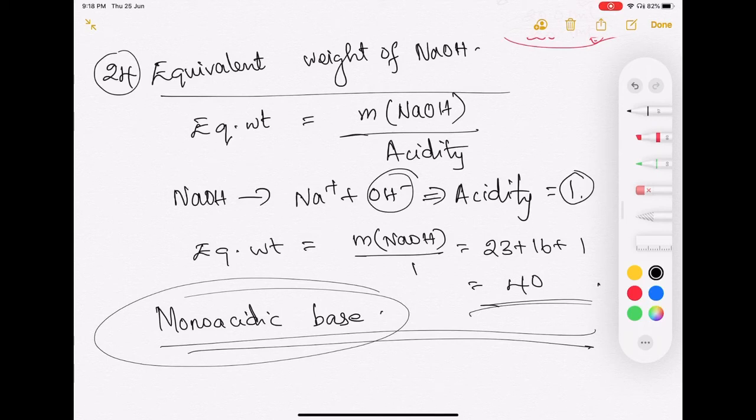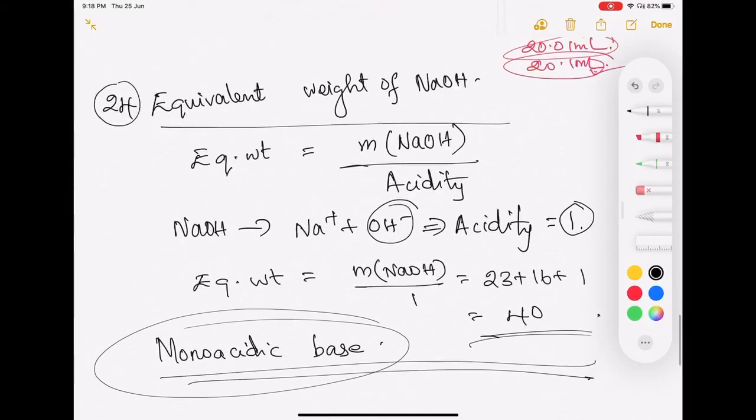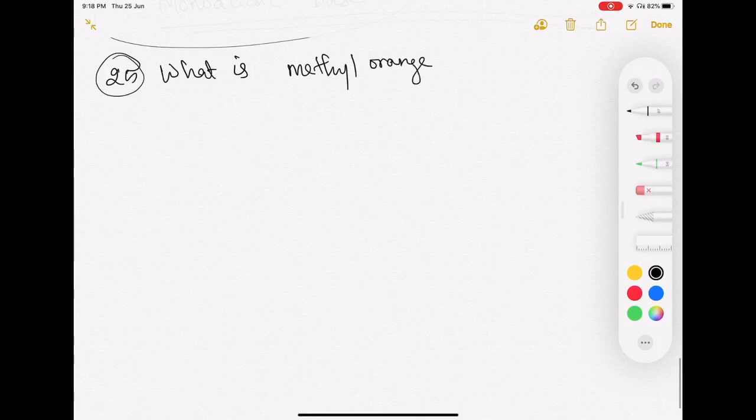Let's see what is methyl orange. Methyl orange, that's a good question. What is the meaning of methyl orange? Methyl orange is an indicator, we know, but you have to tell what is methyl orange chemically, other than an indicator. So this is your 25th question, right? The 25th question is, what is methyl orange chemically?